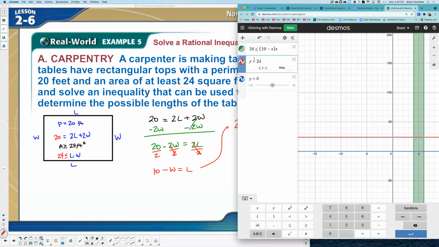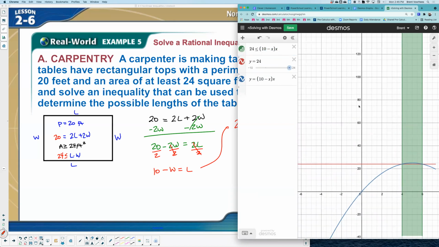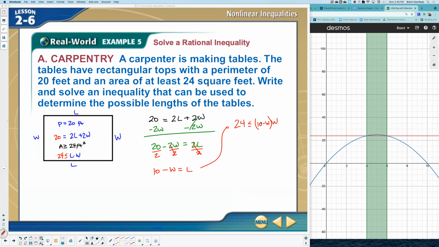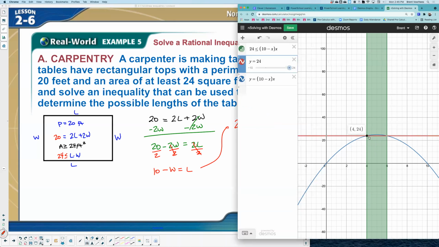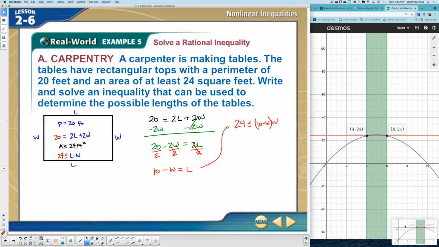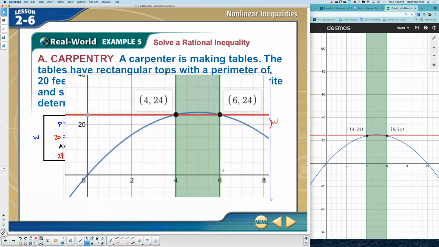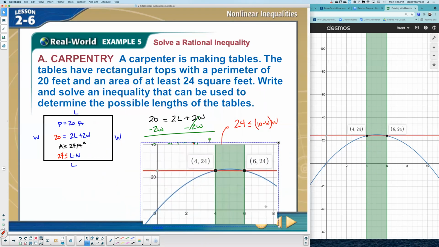If you graph these individually, Y equals 24 and Y equals the other, you'll see that the spot where the parabola is greater than 24 is in between the values of 4 and 6. So that would be my answer this time around. The interval from 4 to 6. So the length and the width are going to be values between 4 and 6. That would be my solution set.